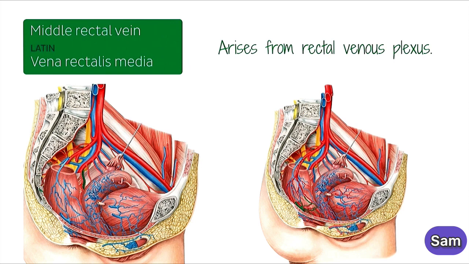The paired middle rectal veins arise from the hemorrhoidal plexus, also known as the rectal venous plexus. These veins anastomose with the superior rectal vein and the inferior rectal veins. Unlike the superior rectal vein, the middle rectal veins drain into the internal iliac vein and finally into the caval system. In these illustrations, we can see the middle rectal vein highlighted in green here and here.